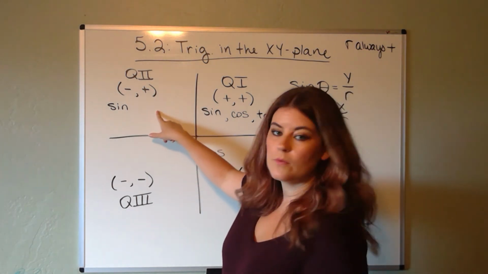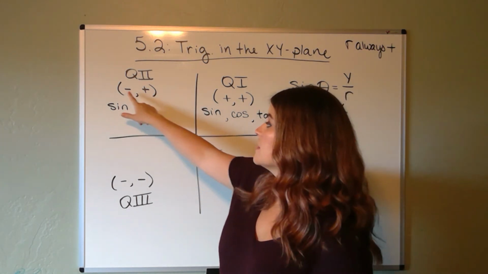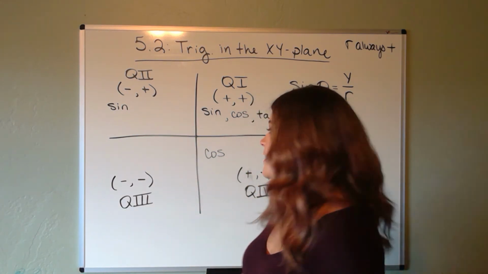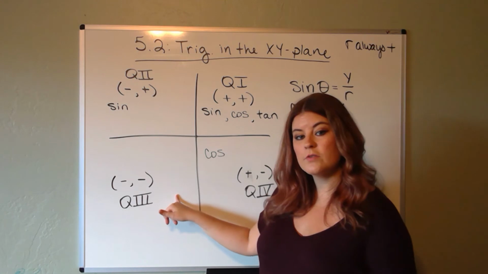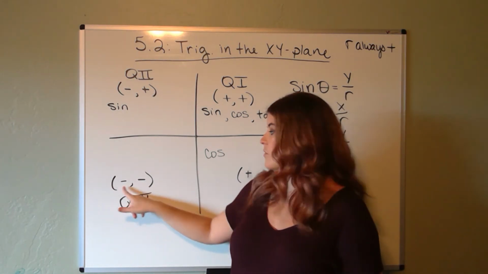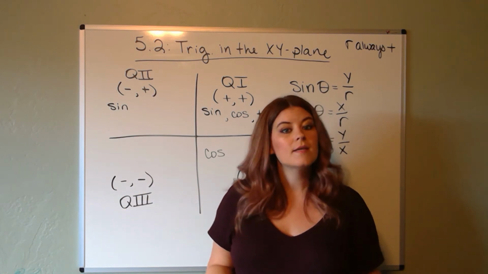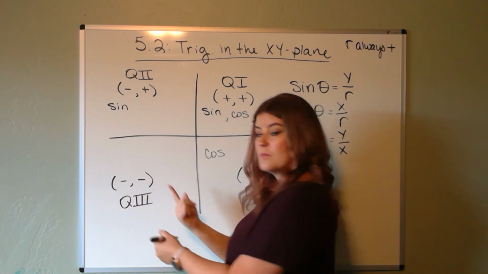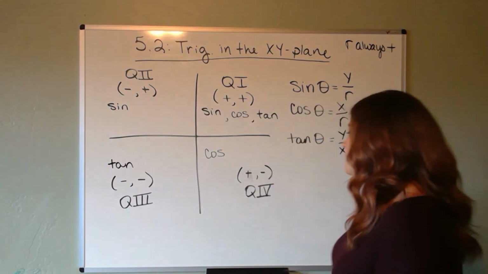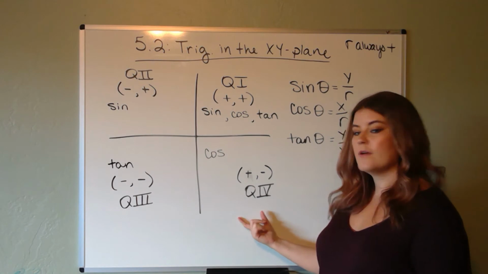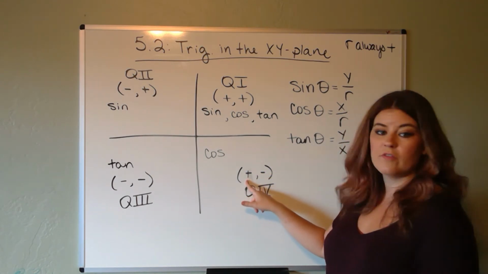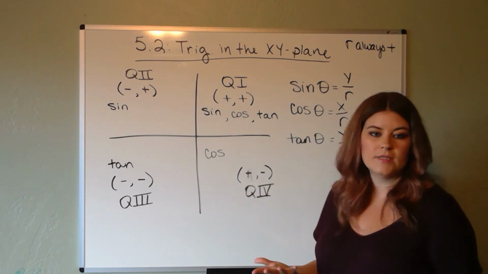In quadrant 2, y over x would be positive over negative, which means tangent would be negative there, so I can't add that. But what about in quadrant 3? These are both negative, so when you put negative y over negative x, what happens? It becomes positive, so tangent's actually positive in quadrant 3. In quadrant 4 though, we're back to two separate signs here, so we have negative over positive, and it's negative again.